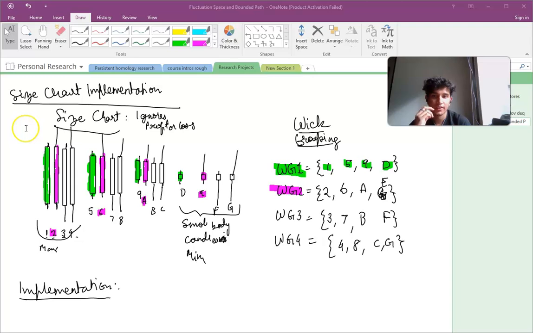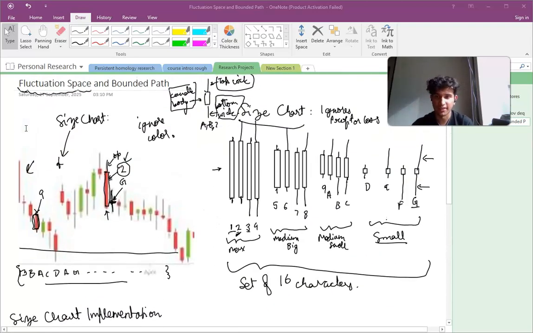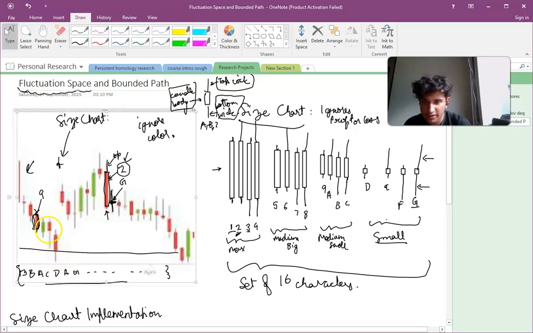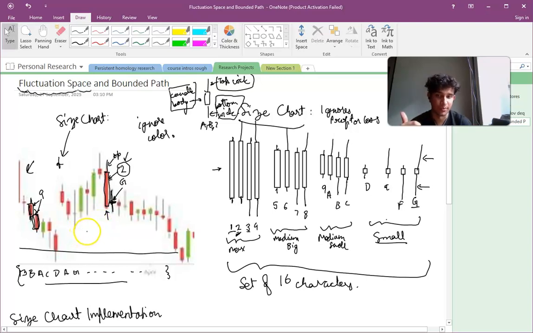Now we're going to talk about implementing our size chart. For implementing our size chart, first we have to draw it, and I want you to notice one thing. Let's consider this one over here. So let me take my pen. This is a good example. Let's consider this candle. We see that it is a medium small size. However, the top and bottom wick are the same size, but they're neither big nor small. So there's some ambiguity with which to classify.